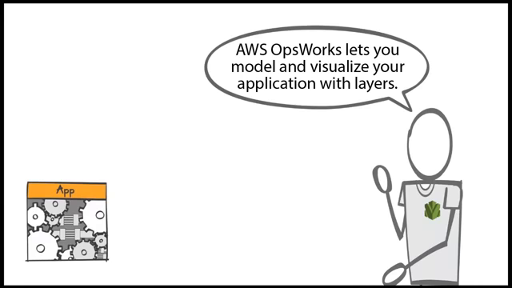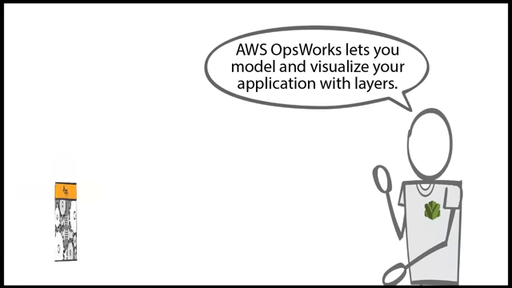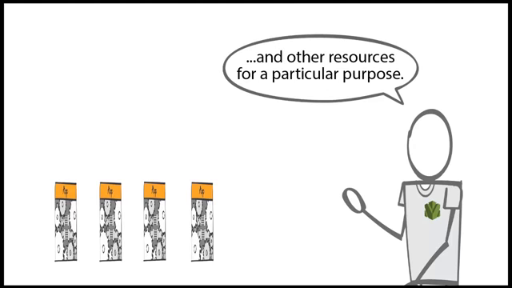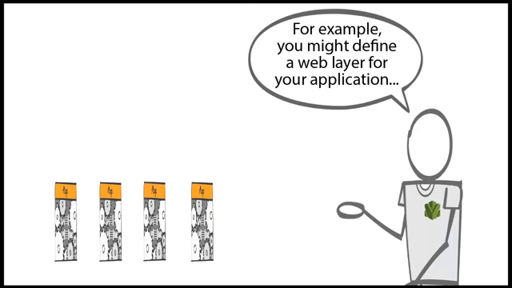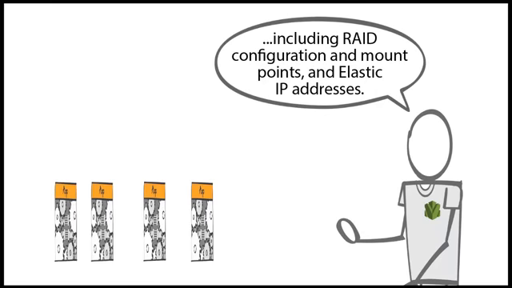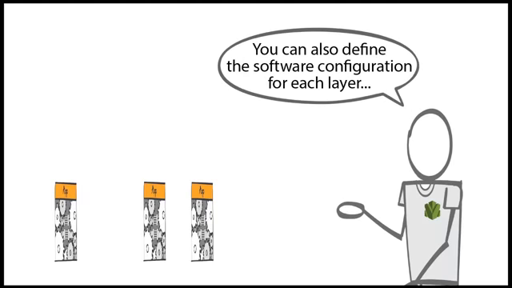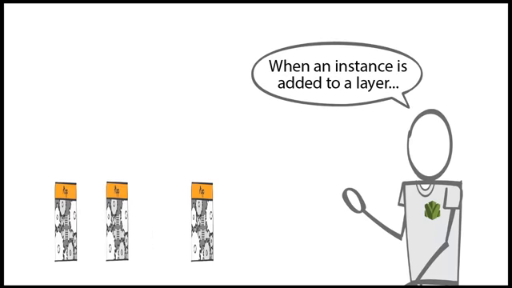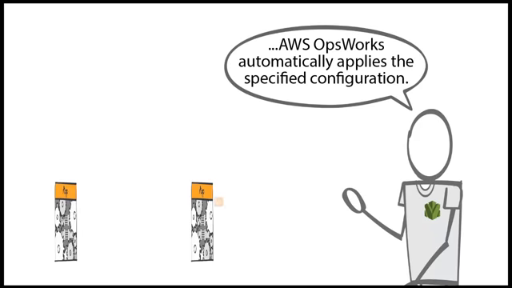How does it work? AWS OpsWorks lets you model and visualize your application with layers. A layer is basically a blueprint that specifies how to configure a set of Amazon EC2 instances and other resources for a particular purpose. For example, you might define a web layer for your application that consists of Amazon EC2 instances, Amazon EBS volumes, including RAID configuration and mount points, and Elastic IP addresses. You can also define the software configuration for each layer, including installation scripts and initialization tasks. When an instance is added to a layer, AWS OpsWorks automatically applies the specified configuration.